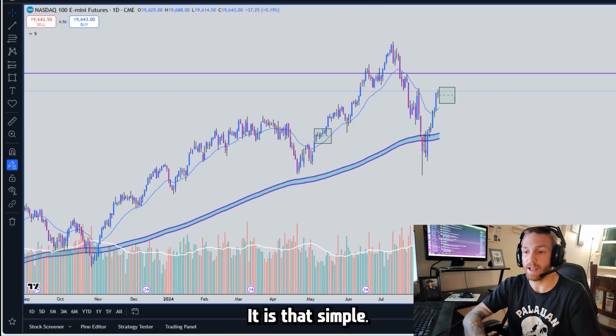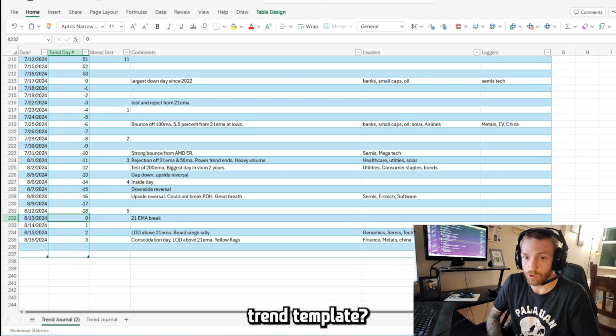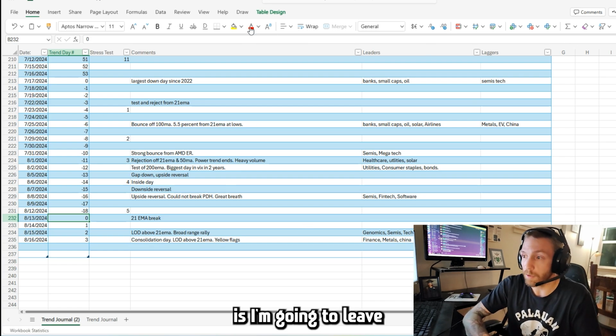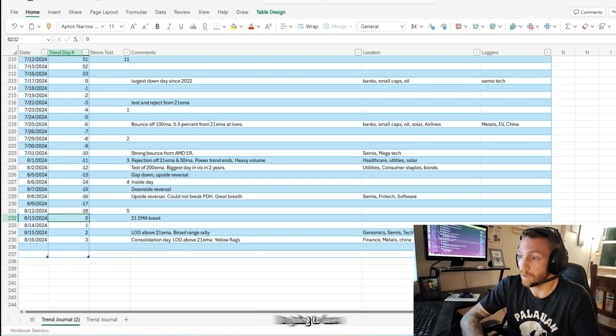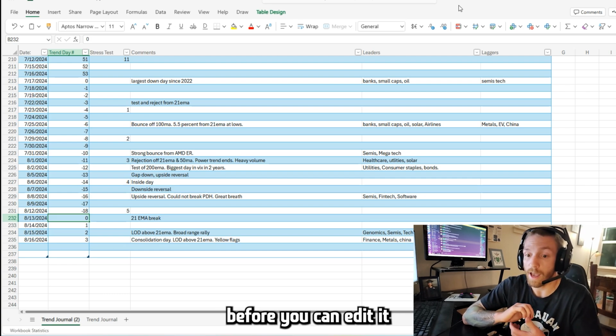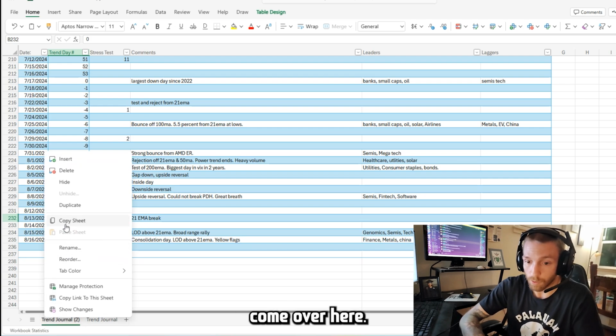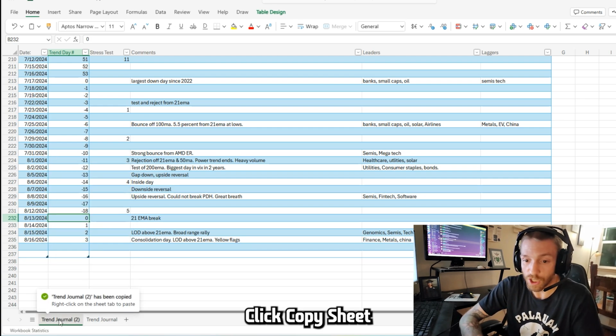It is that simple. So how can you guys get this specific trend template in the trend journal? You can create it yourself, but what I'm going to do is leave this specific copy. I created a copy for you guys. I'm going to leave this specific copy, share it, and you can edit it. If you want to create your own trend journal, come over here, click copy sheet right there.